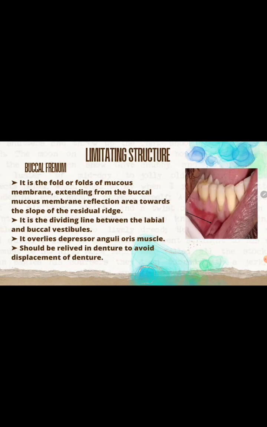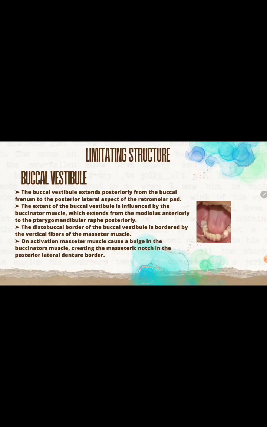Buccal frenum is a fold of mucous membrane extending from the buccal mucous membrane. It is reflected over the slope of the residual ridge and divides the labial and buccal vestibule. It lies over the depressor labii muscle. Relieving the denture here avoids displacement of the denture.